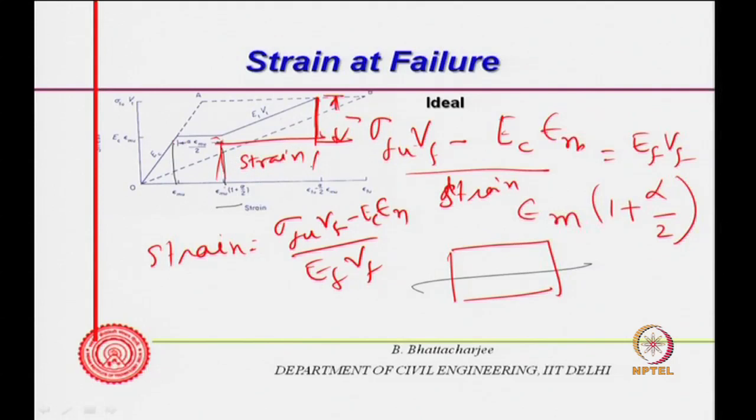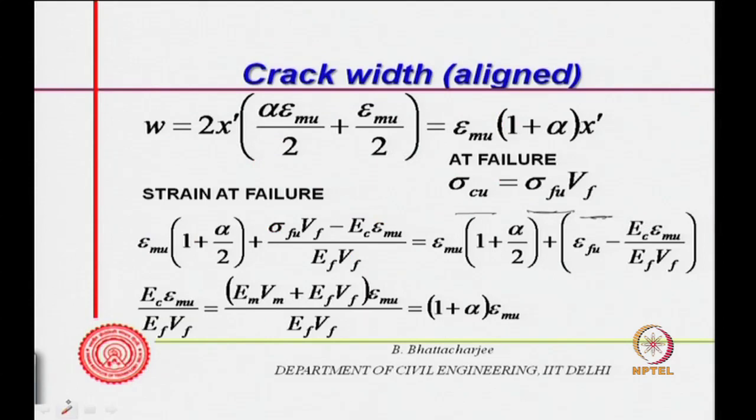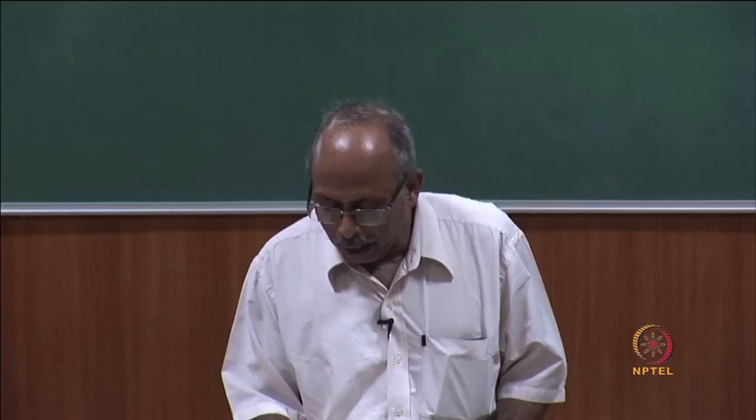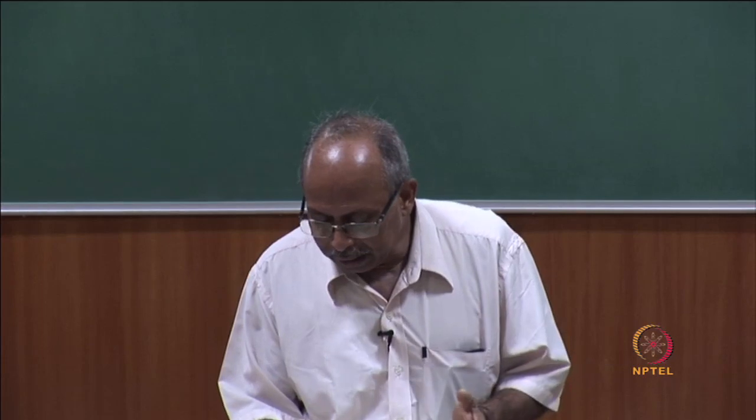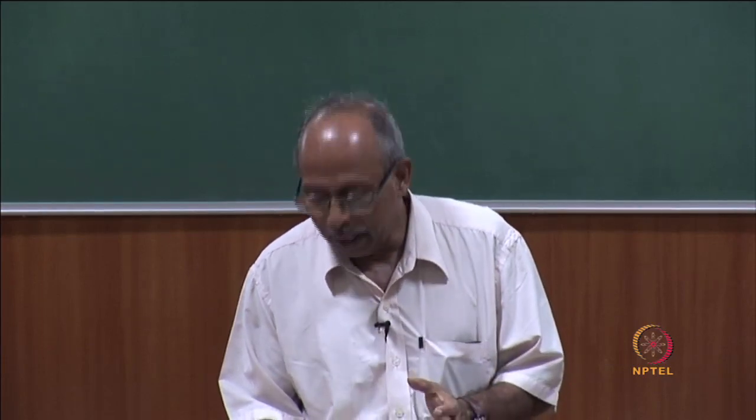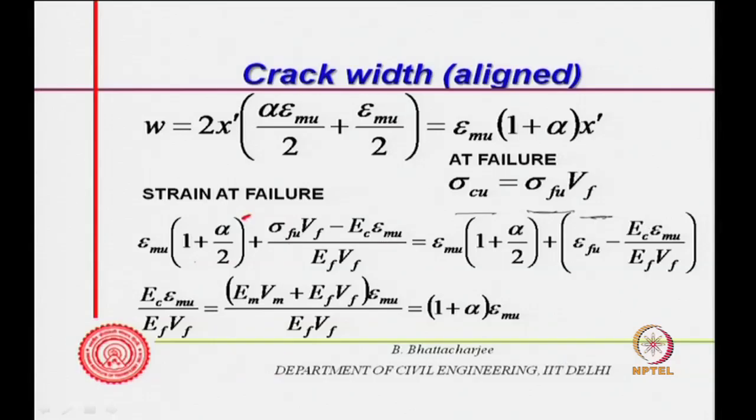So, this additional strain I can find out, and let us see the expression for it. That is epsilon mu (1 plus alpha)/2, at the matrix failure, plus sigma Fu V f, that is the final stress, minus E c epsilon mu, that is the stress beyond this point up to failure, divided by E f V f. So, that is the additional strain. This will be the sum total of strain at failure.